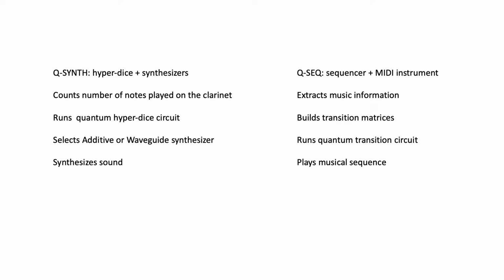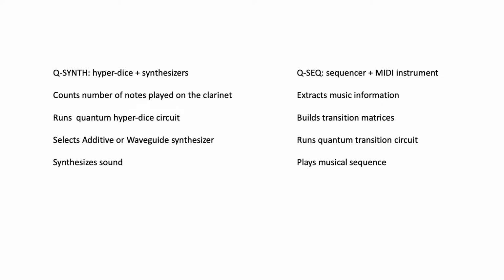QSynth uses the hyperdice and the synthesizers. It counts the number of notes played on the clarinet, and then it runs the quantum hyperdice circuit for the amount of notes that it counted. Then it selects one of two possible synthesizers to make a sound, and then it synthesizes the sounds.